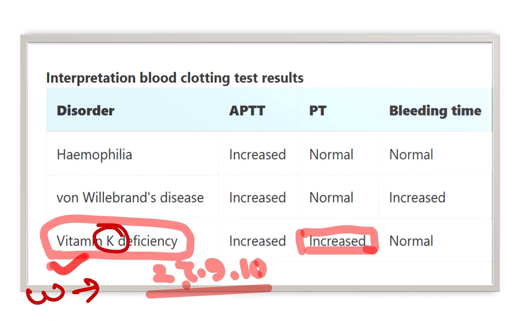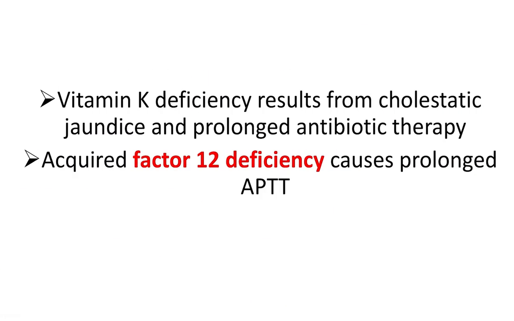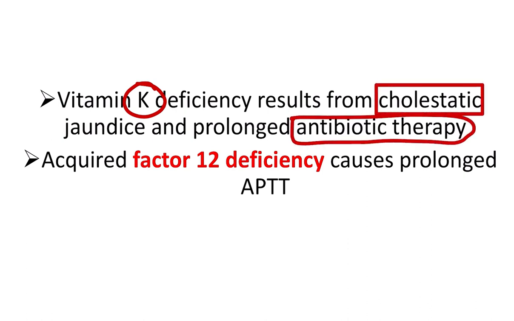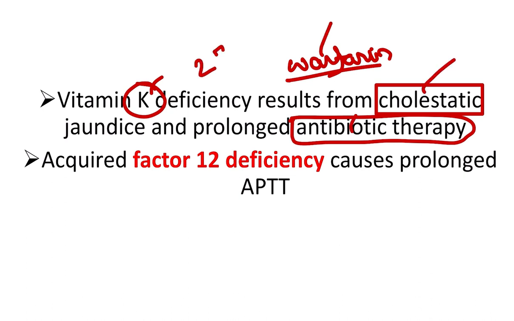So two points: one of them is that warfarin blocks 2, 7, 9, 10. Also in vitamin K deficiency there is 2, 7, 9, 10 deficiency, and warfarin affects the function of vitamin K, and it also increases the prothrombin time. Vitamin K deficiency results from cholestatic jaundice and prolonged antibiotic therapy. So vitamin K deficiency occurs from what? From cholestatic jaundice, from antibiotic therapy, and also from warfarin. What does warfarin do? It affects the clotting factors 2, 7, 9, 10. So cholestatic jaundice, antibiotic therapy and warfarin block 2, 7, 9, 10, and increase the prothrombin time.